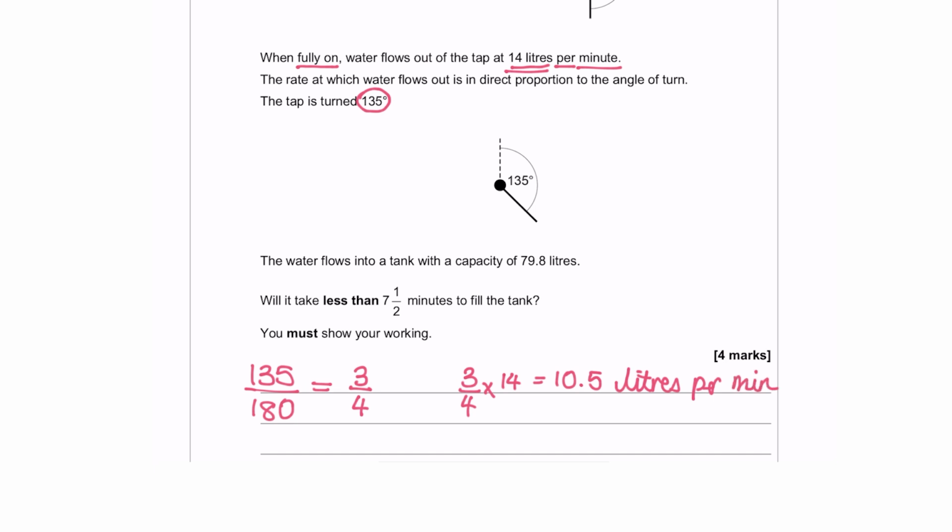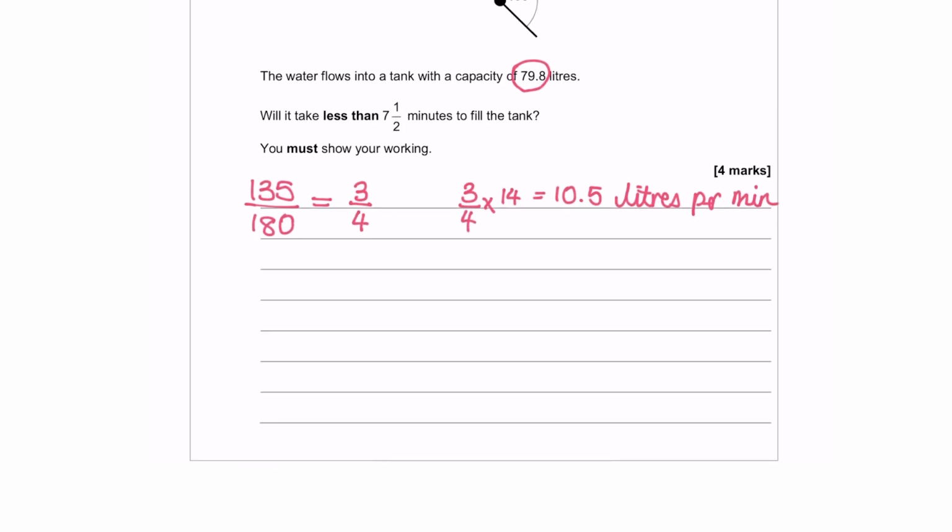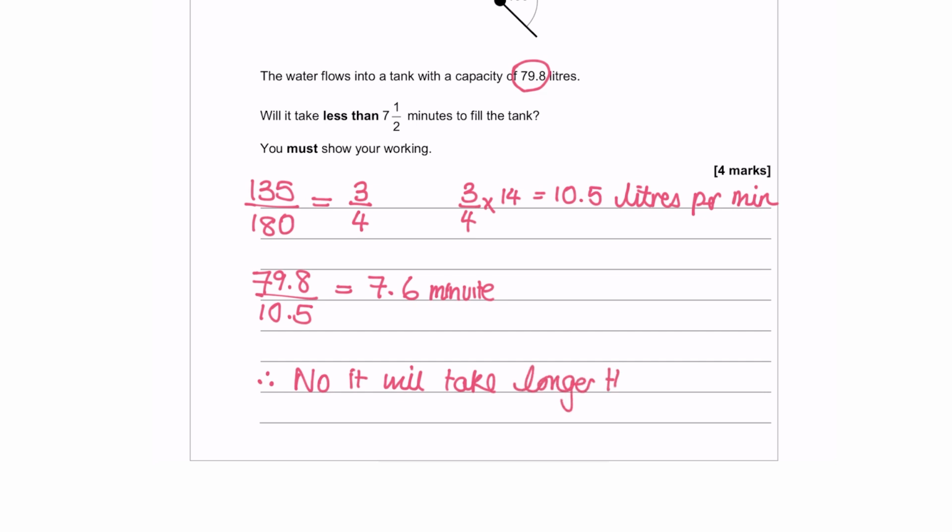We want to get to 79.8 litres. So we can do 79.8 divided by 10.5, and that gives us 7.6 minutes, which is more than 7.5 minutes. So we have to write a conclusion to get our last mark. So we can do 3 dots, which means therefore, we'll say no, it will take longer than 7.5 minutes.